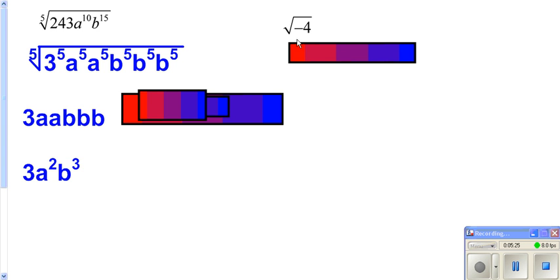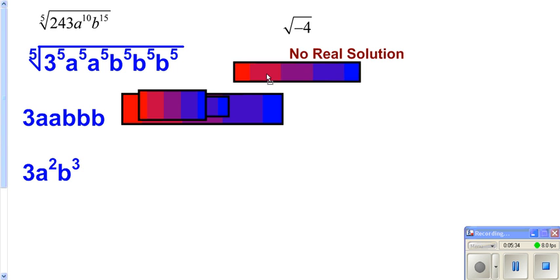Here we have the square root of a negative. And well, nothing works to give you the square root of a negative. Now, if it was the cube root of a negative, well, that's a different story. But if it's a square root of a negative, you can't work it out.